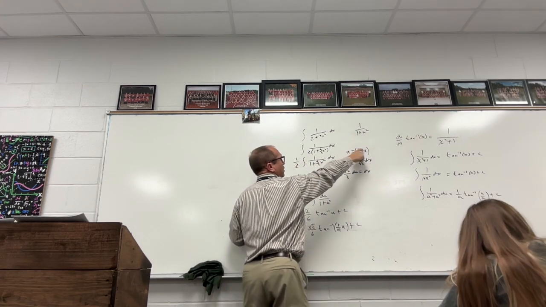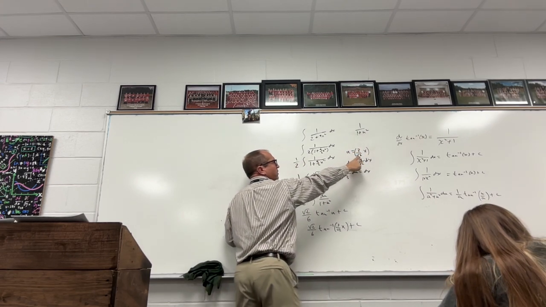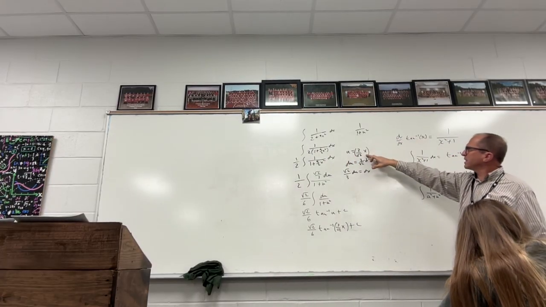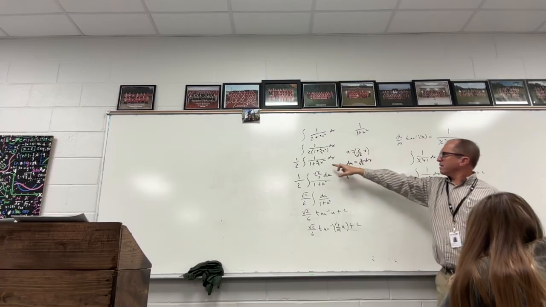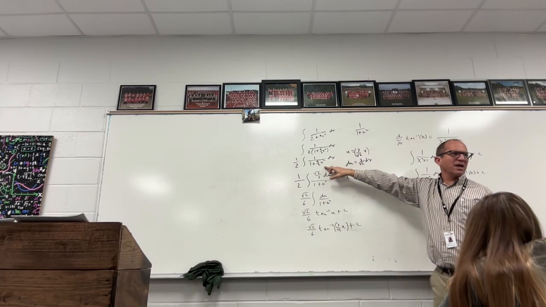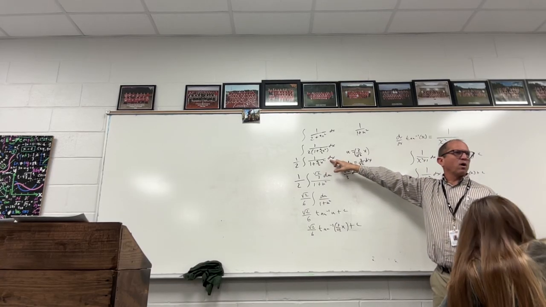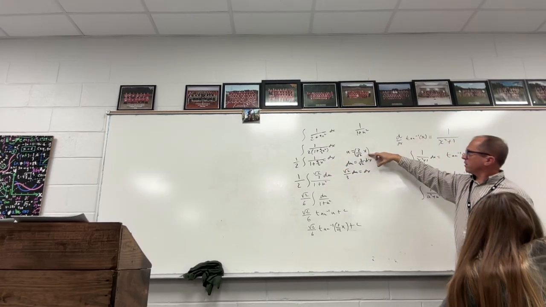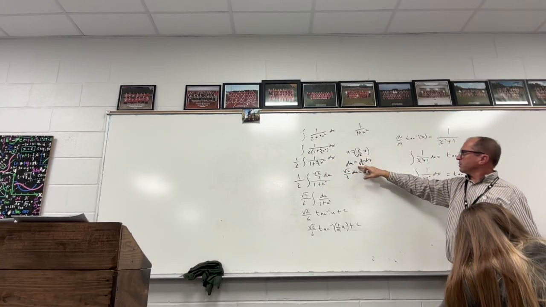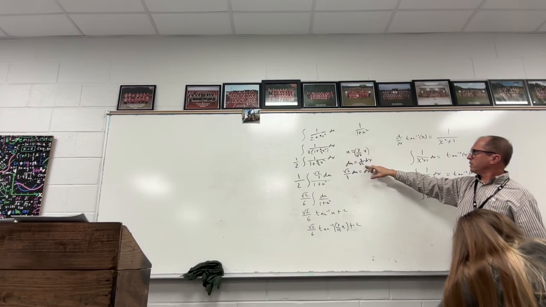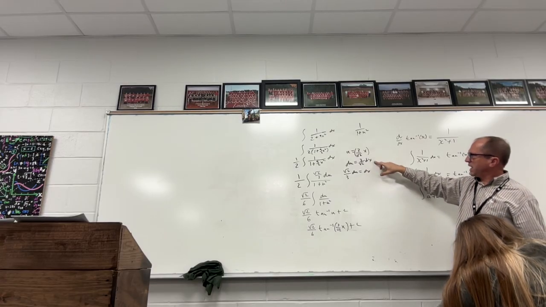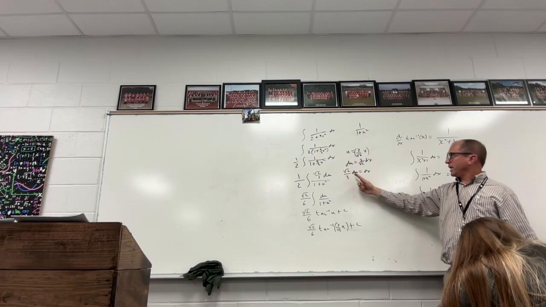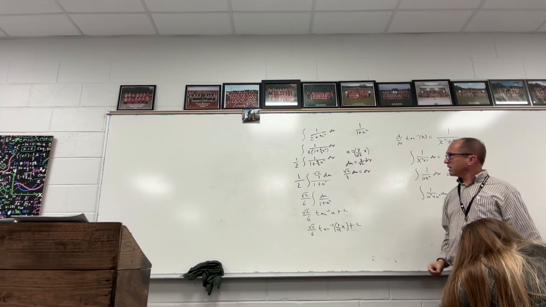if I let u equal 3 over the square root of 2 times x. Because if I square 3 over the square root of 2 times x, I get 9/2 x squared. So I let u equal 3 over the square root of 2 times x. So du is equal to 3 over the square root of 2 dx. So the square root of 2 over 3 du is equal to dx.